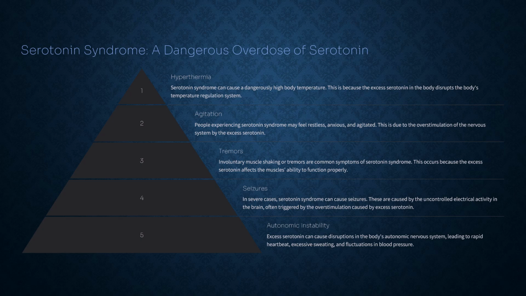One is hyperthermia. ये I don't know if you're able to see this because थोड़ा सा ये है. So hyperthermia. So serotonin syndrome can cause dangerously high body temperature. This is because the excess serotonin in the body disrupts the body's temperature regulation system. So that is why the first and foremost presentation of serotonin syndrome is hyperthermia.